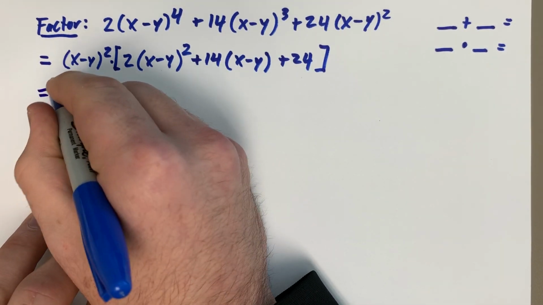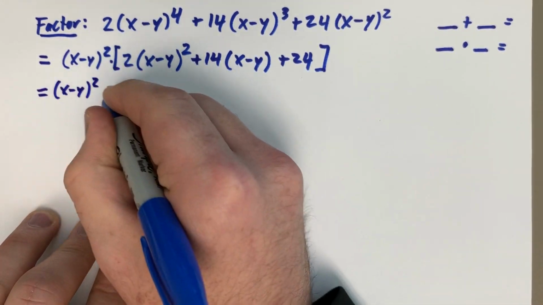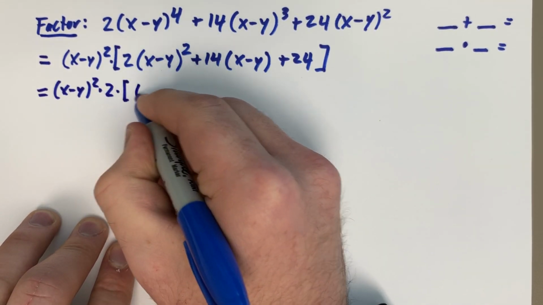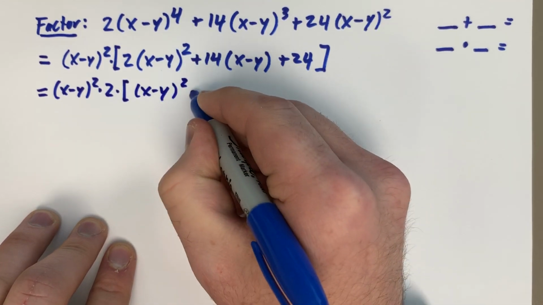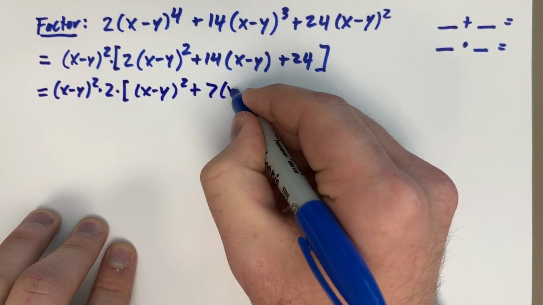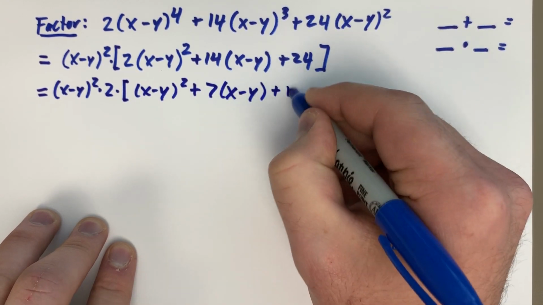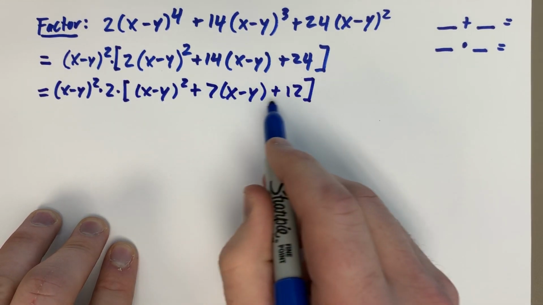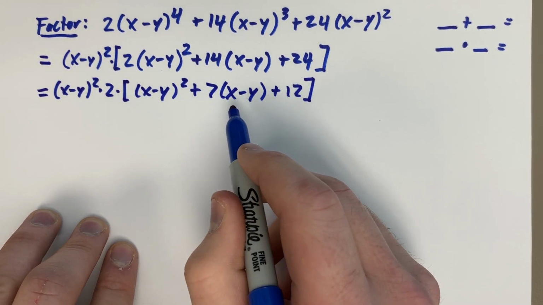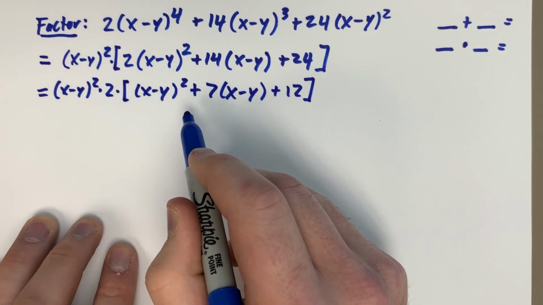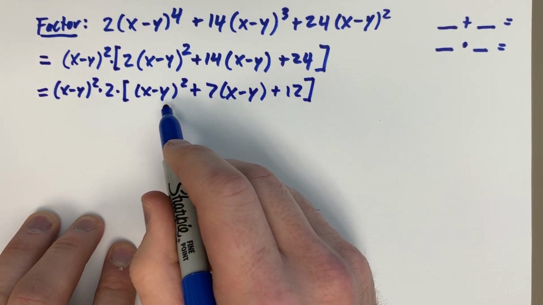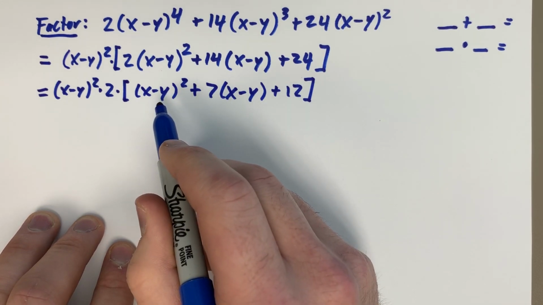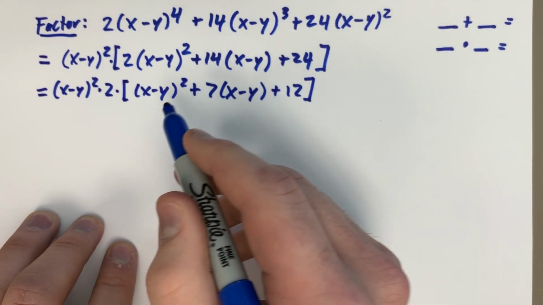So why don't we do that? We bring this (x − y) squared along for the ride, but then we also multiply by 2 because we're factoring it out of everything here. So we have (x − y) squared plus 7(x − y) plus 12. All I did was factor 2 out of all the terms here. Now this looks like a quadratic of the form we're very much used to at this point. We don't have any leading coefficient. The only difference is that we have this (x − y) squared as opposed to, say, just an x or just a z.